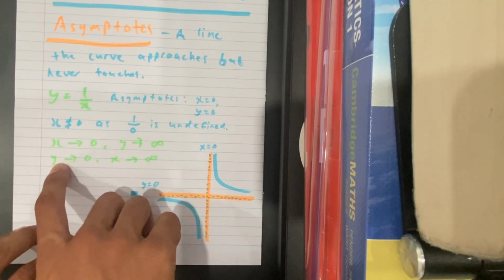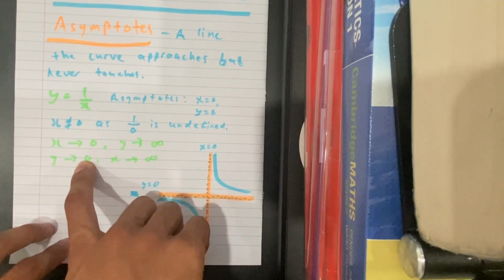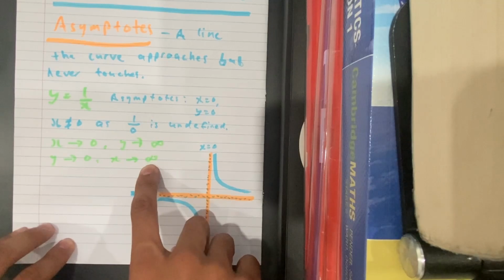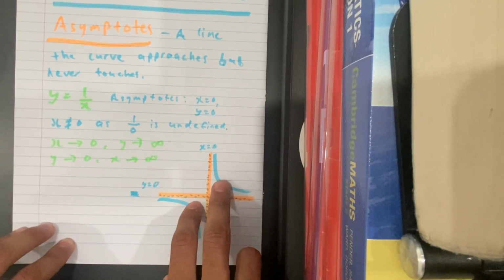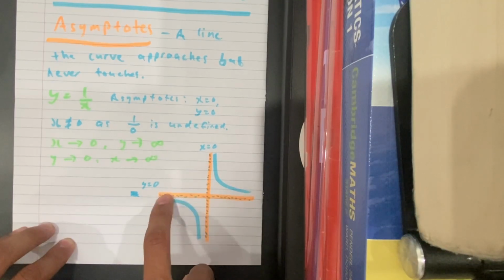And same for this one. As y gets really small, x approaches a really large number. As y goes to a really small number, x becomes really large.